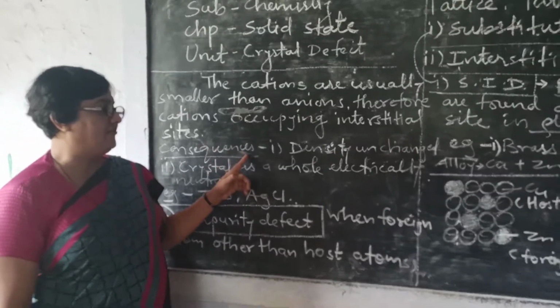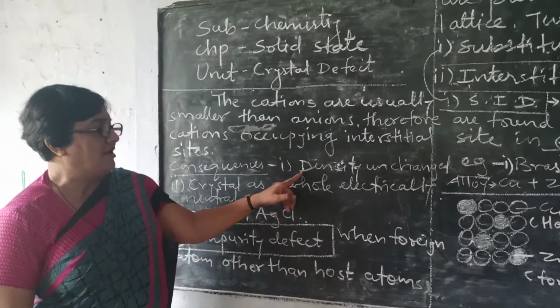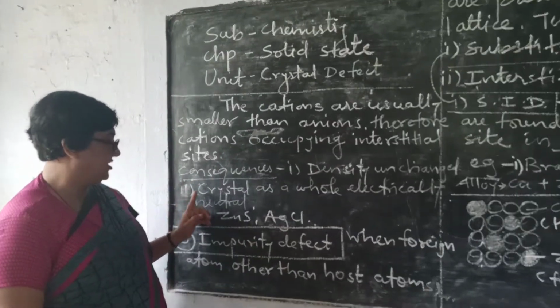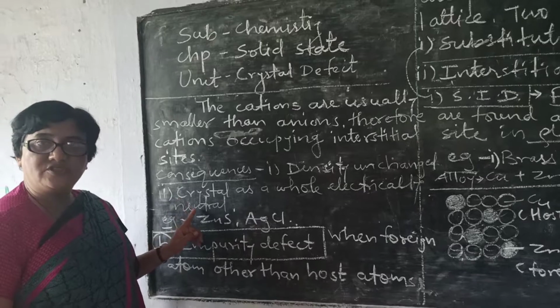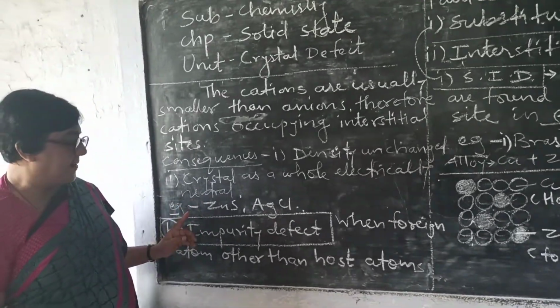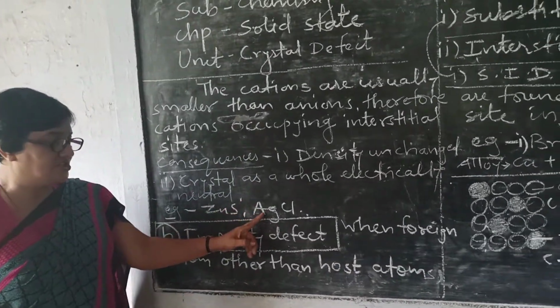Consequences. What is the effect? Number one, density remains unchanged. Second, crystal as a whole is electrically neutral. Example, ZnS, AgCl, etc.